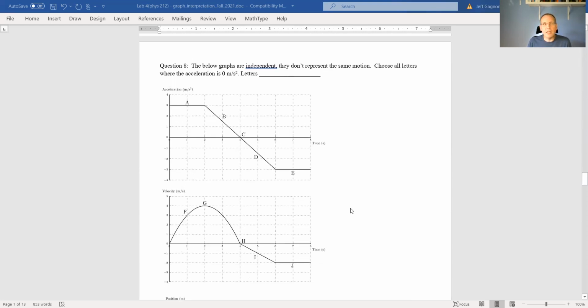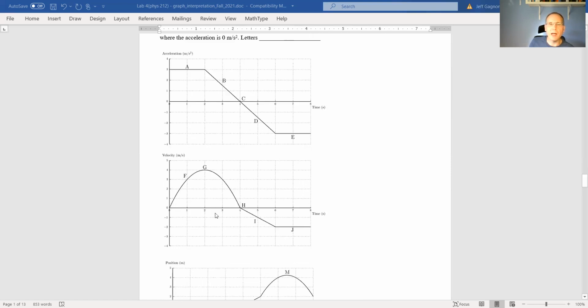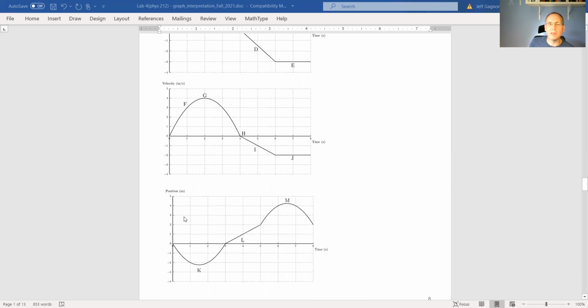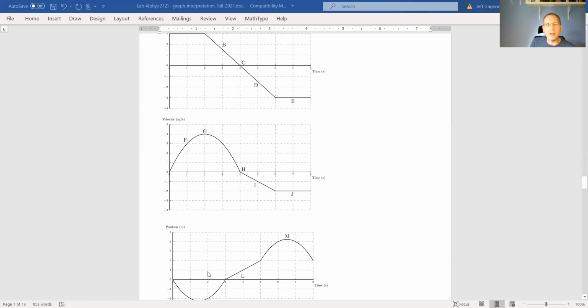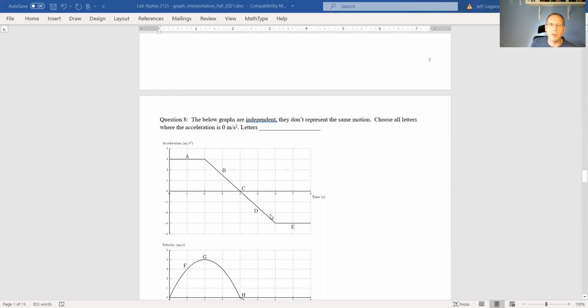Okay, and then question 8, so I give you 3 graphs. One is acceleration versus time, one is velocity versus time, one is position versus time. And they don't correspond to the same motion. They're just like 3 independent graphs of acceleration, velocity, and position. Okay, so they don't correspond to the same motion. And then I have parts of the graph labeled, so A, B, C, D, E, F, G, H, I, J, K, L, M, right, labeled.